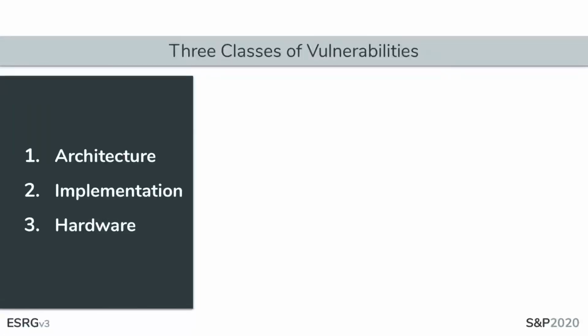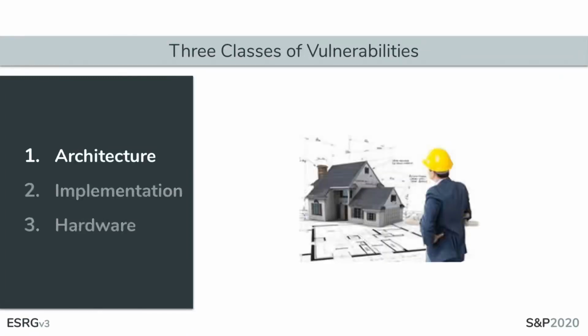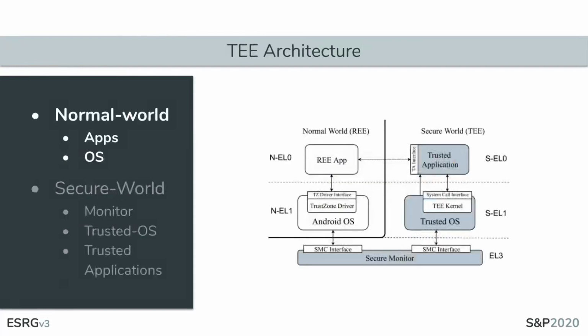In the process of analyzing security vulnerabilities, we classified issues into three large categories: TE architecture, implementation, and hardware. Now, I'm going to talk about these issues starting by the architectural problems. What we consider to be architectural problems are problems that arise from the design decisions, including interaction between components. If we take a look at the picture on the right, we see the overall TE software architecture.